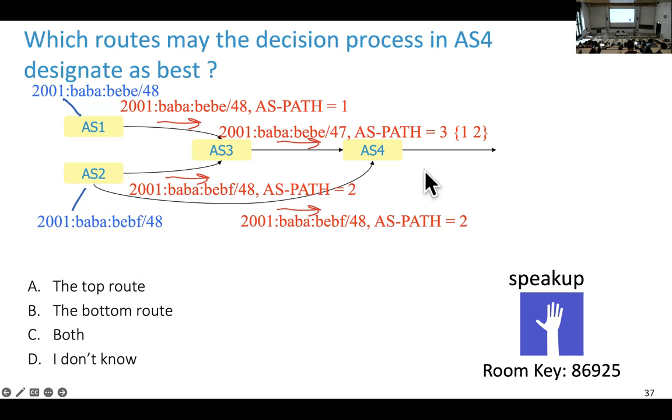So AS4 will receive a path to this network prefix from AS2, and also receives an aggregated path from AS3. These are overlapping paths. And I'm asking which routes may be selected at AS4 as the best route. So I'm opening the poll.